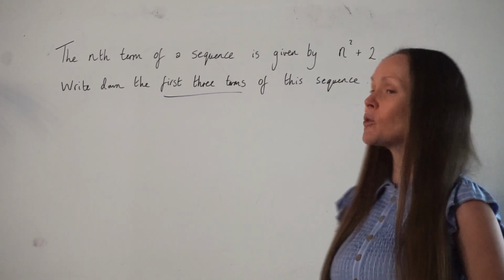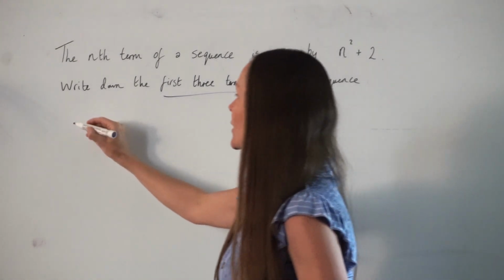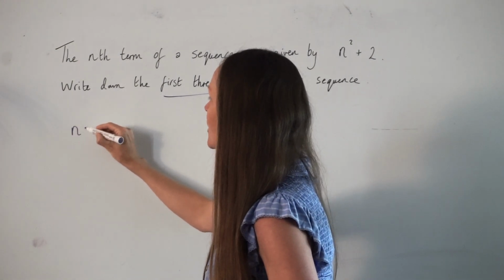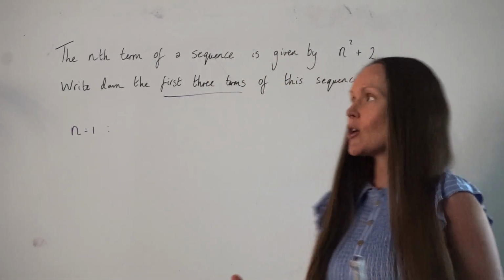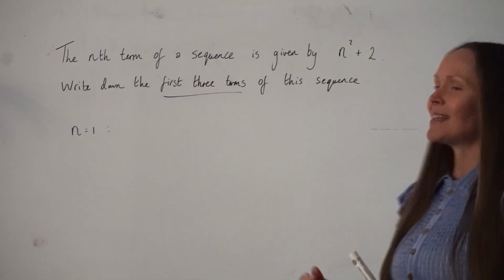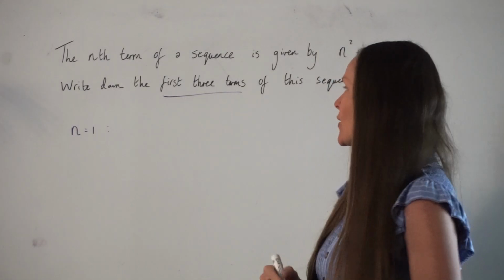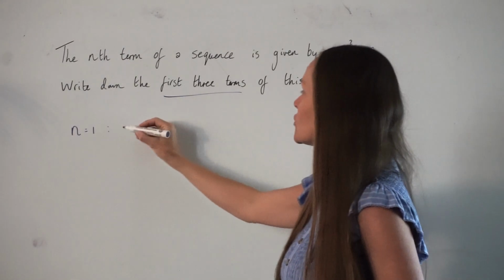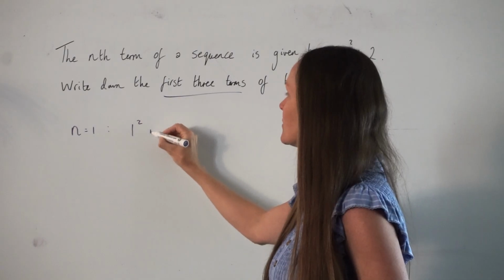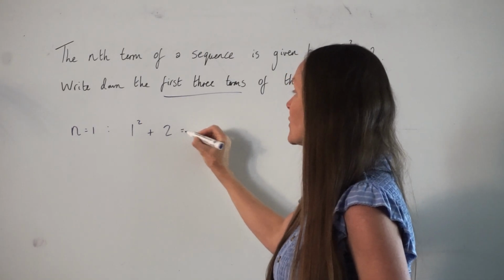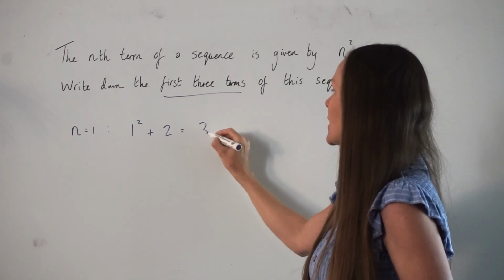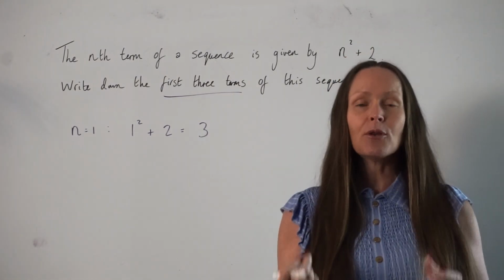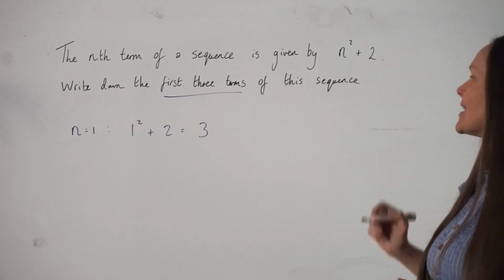Okay, so if we want to work out the first term, we're looking at position number 1, so when n is equal to 1. So you take your nth term and you replace the letter n by the number 1. Okay, so instead of n squared plus 2, we now have 1 squared plus 2. 1 squared is 1 times 1, which is just 1, so 1 plus 2 is 3. So 3 is what we call the first term in this sequence here.